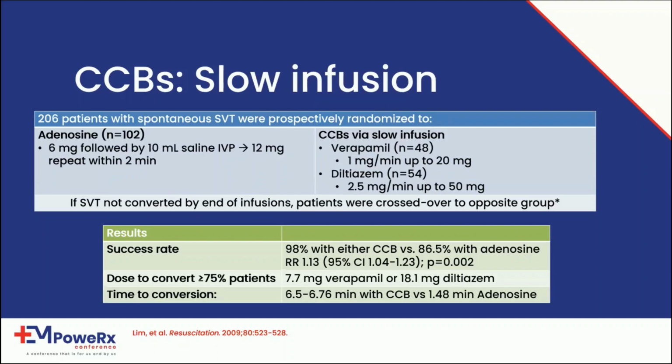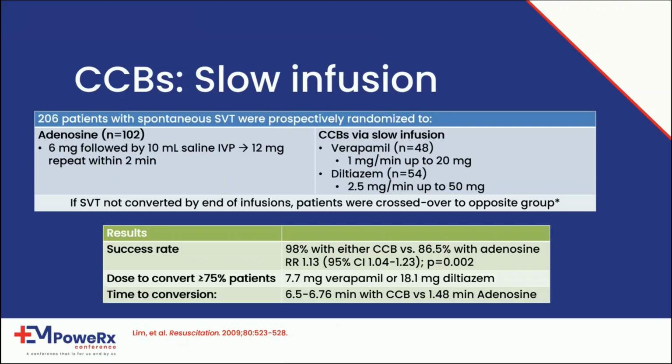And I will say in the Cochrane review that looked at these overall results, they did not count the results after crossover, but instead only counted them as initial treatment failure. And so they had a success rate of 98% with either of the calcium channel blockers and around 87% with adenosine. This was statistically significant.